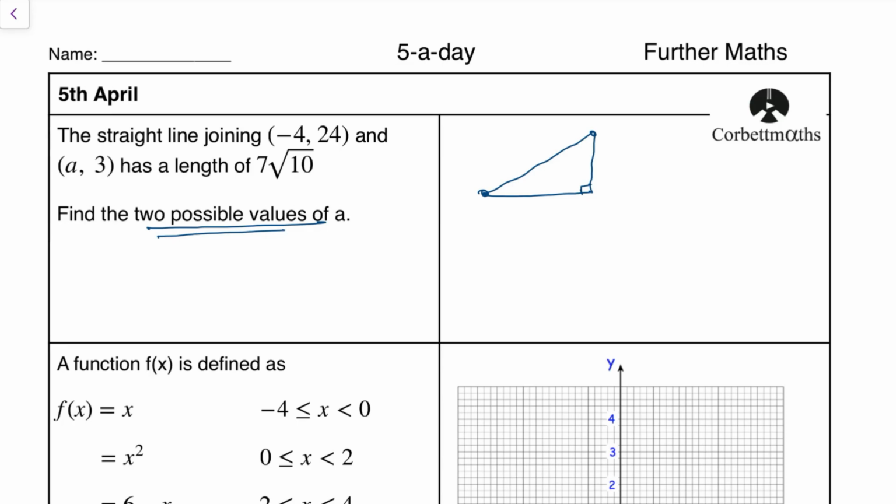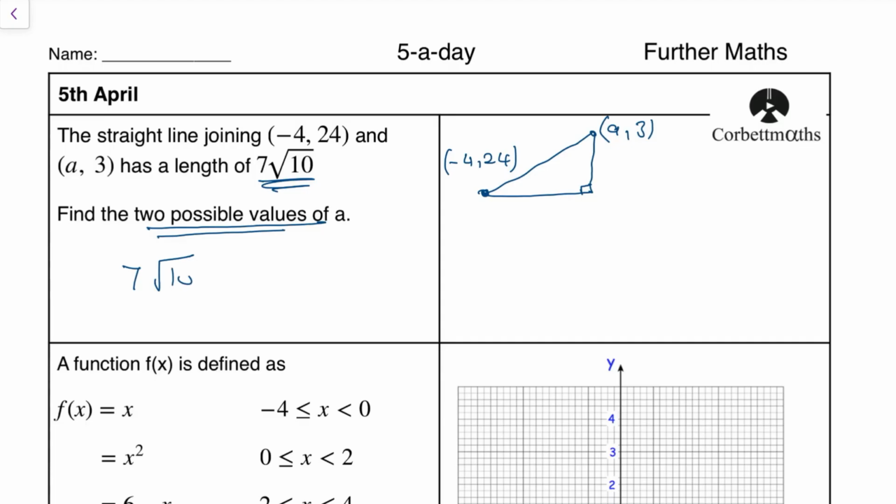So I'm going to call point 1, so I'm going to put this here, so minus 4, 24. So that's my first point. Let's just make that a 4 you can read. There we go, 24. And then the other one is a, 3. So already you can see my diagram's not perfect, but it doesn't matter because that's not what this is about. And then it tells me the length, in other words, the hypotenuse, is 7 root 10.